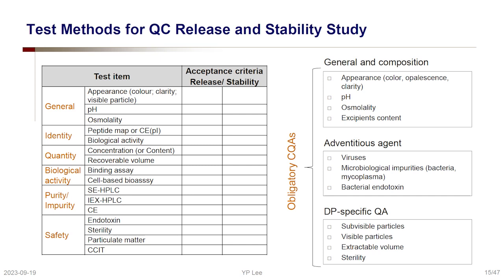And although it may not have the highest criticality, still some quality attributes need to be included in the CQA, like appearance, pH, osmolality, and excipient content. So these are the routine CQAs to be included, and adventitious agents, and DP specific, which includes visible particles, extractable volume, and sterility.